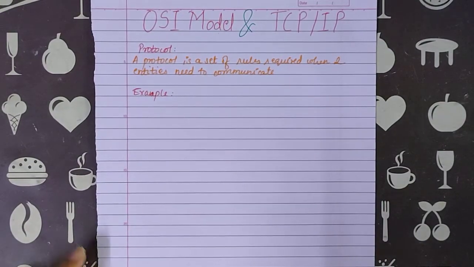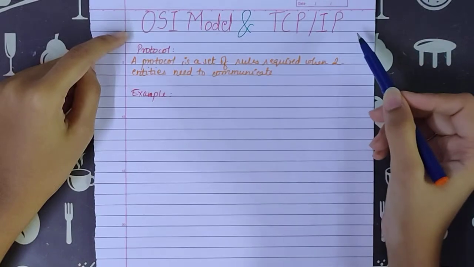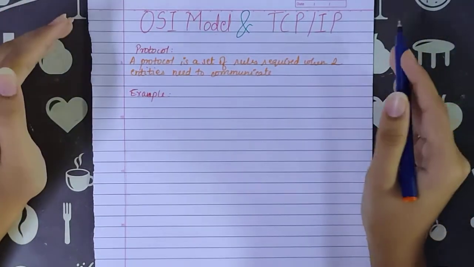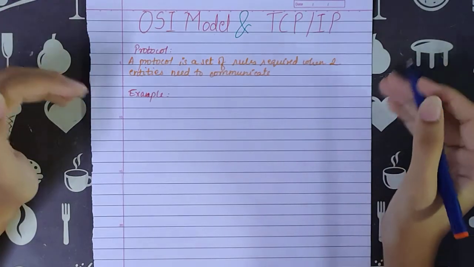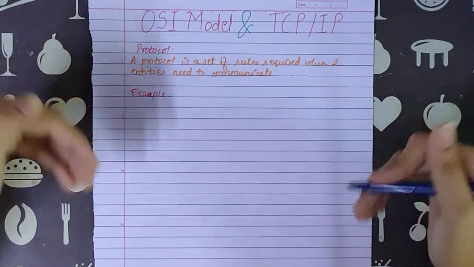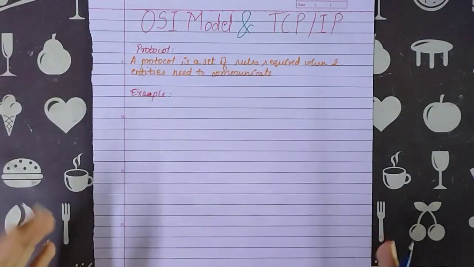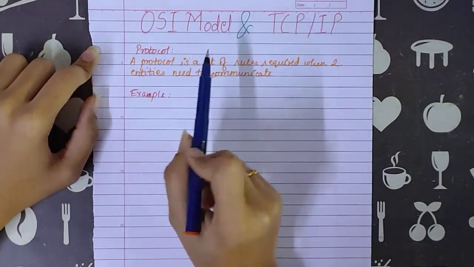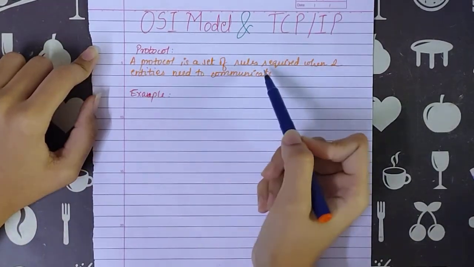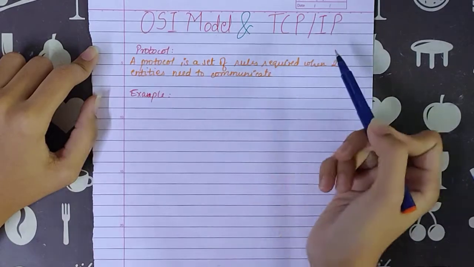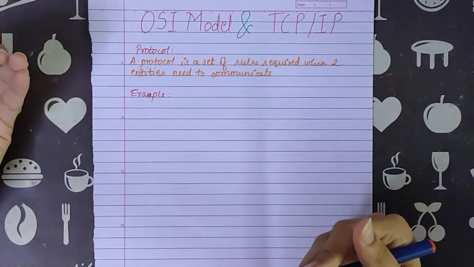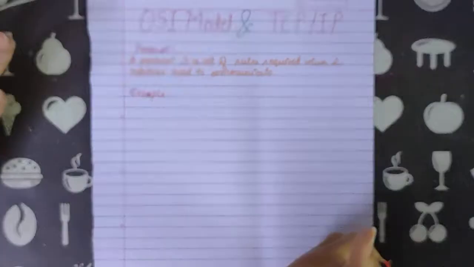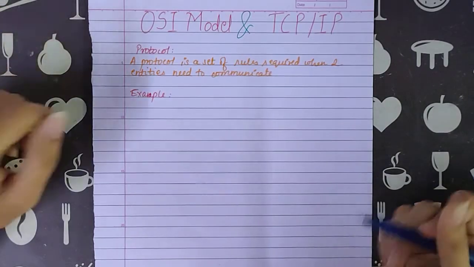In this lecture I am going to teach you the OSI model and the TCP/IP model. So before going to these models, let's understand what do you mean by a protocol, and let's take an example and understand the basic communication structure. So what is protocol? Protocol is nothing but a set of rules required when two entities need to communicate with each other. This applies when two persons need to communicate with each other, or two devices need to communicate with each other also.